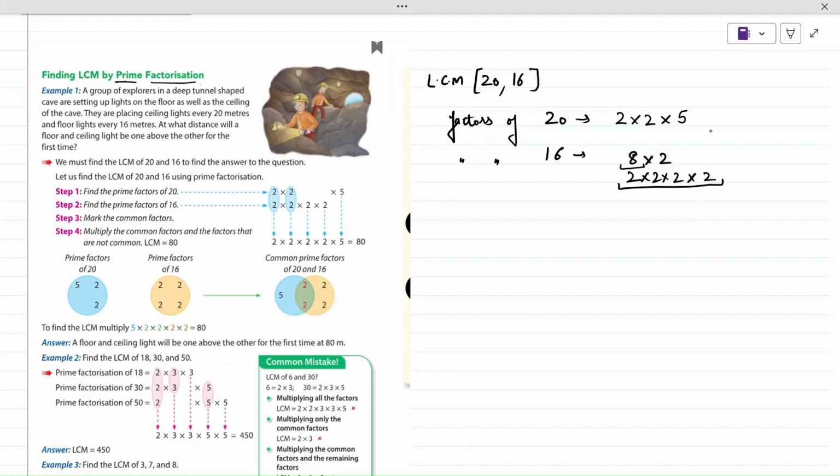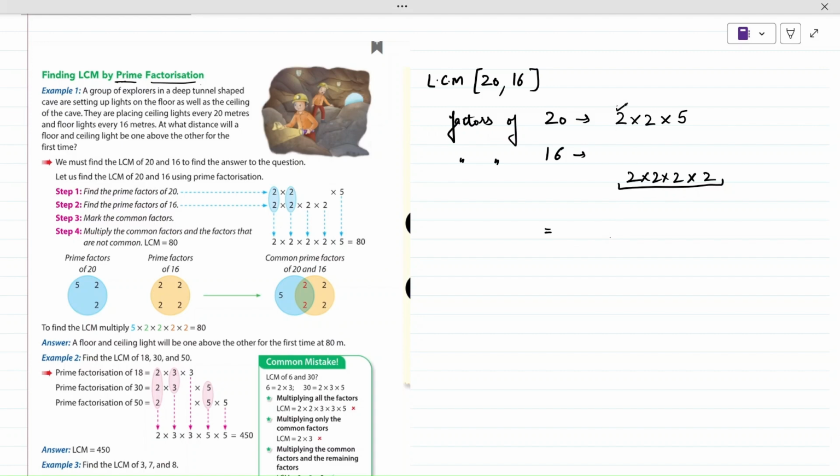Okay, so now what we have got here is the factors of 16 as 2 into 2 into 2 into 2, and factors of 20 as 2 into 2 into 5. So all these are the prime factors of 16, all these are the prime factors of 20. Now coming to LCM, what we have to do is, first of all, we will find the common numbers in both the factors and we will write them down.